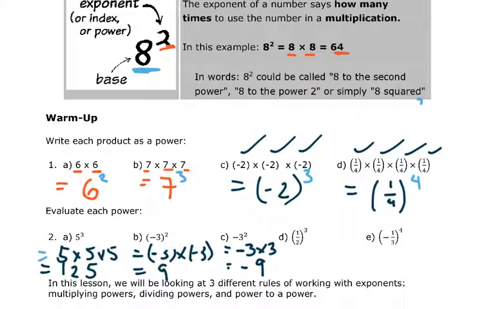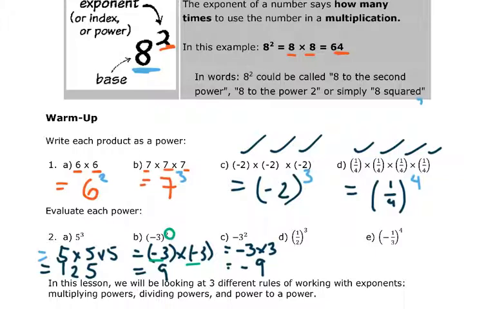In the previous example, what is this 2 touching? This 2 is touching the bracket, which means that everything inside the bracket must be multiplied by itself, and that's how we got positive 9. Let's go on to the next ones.